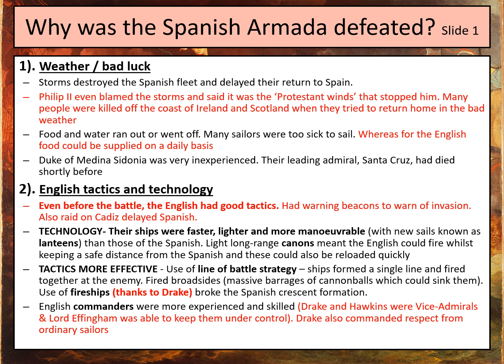Food and water had run out or went off. Many of the Spanish sailors were too sick to sail, so they weren't at their best. Whereas the English, well, they could be supplied food on a daily basis. And this was a real problem. Again, this is partially because of delay as well, the delay that happened when the storms hit them as soon as they left Lisbon, as well as the delays that had happened the year before. We've also got the Duke of Medina Sidonia was inexperienced, and that's because obviously Santa Cruz had died. That was complete bad luck. It wasn't to do with bad planning from the Spanish, it was just bad luck.